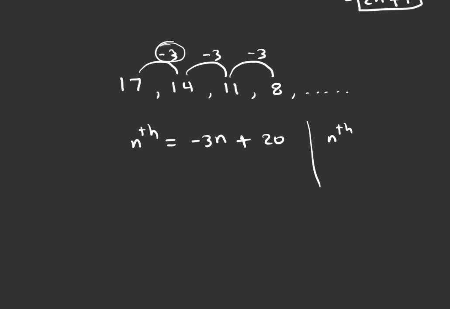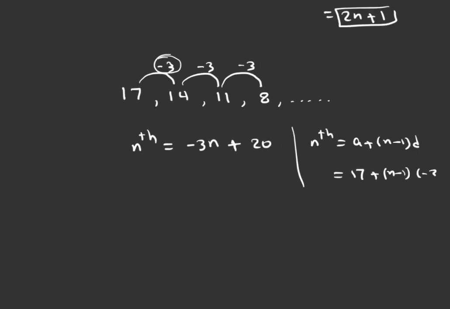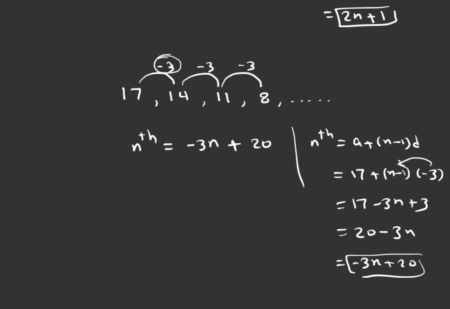The nth term is A plus n minus 1 into D. A stands for the first term, 17. D, the difference between the terms, is negative 3 here. If you simplify, you get the same answer. Negative 3 times n is negative 3n. Negative 3 times negative 1 is positive 3. So 20 minus 3n, or negative 3n plus 20. So by the rule, you can get the answer.